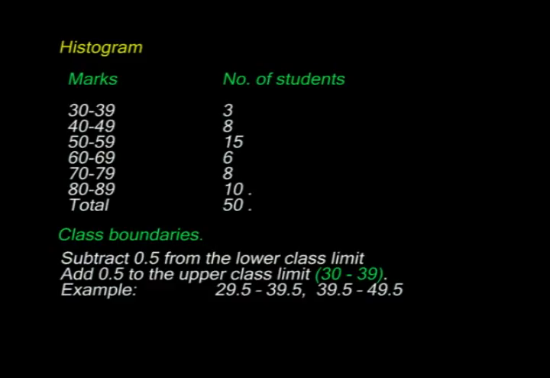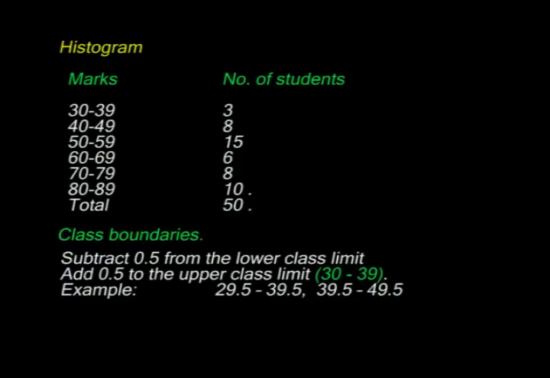For example, in the class of 30 to 39, the lower class boundary will be 29.5. We have subtracted 0.5. The upper class boundary shall be 39.5. We have added 0.5. For the class of 40 to 49, lower class boundary is 39.5 after subtracting 0.5. The upper boundary is 49.5.